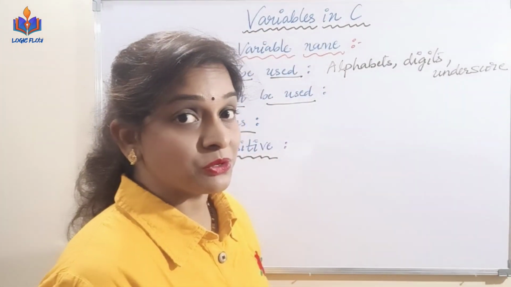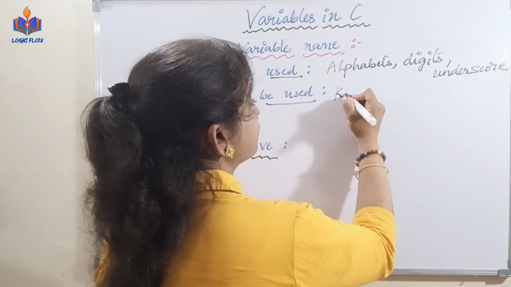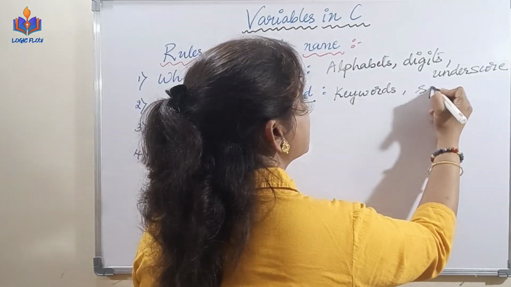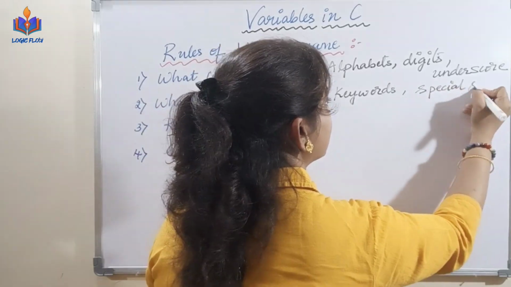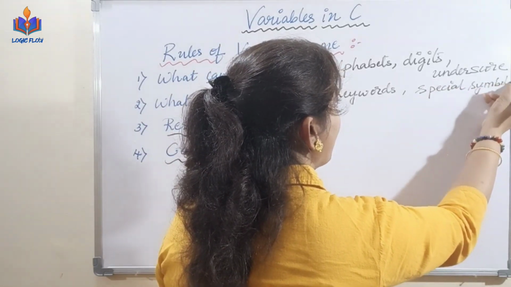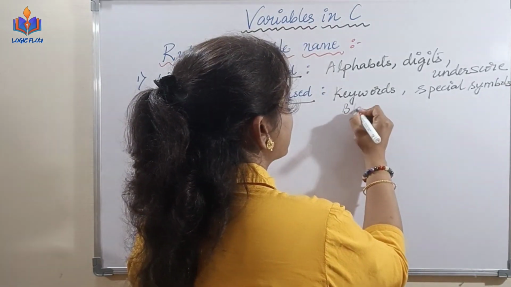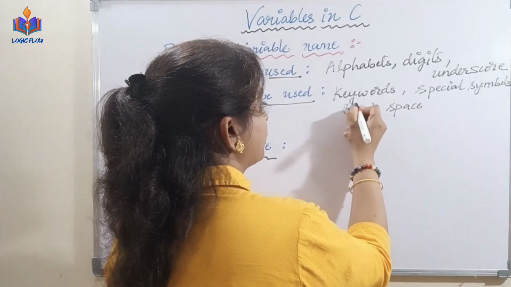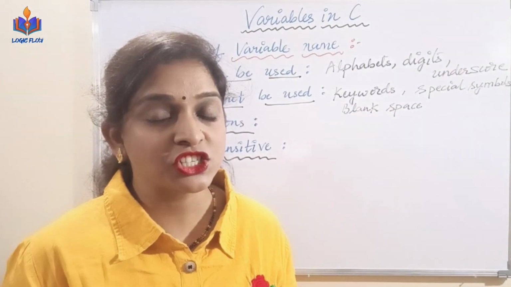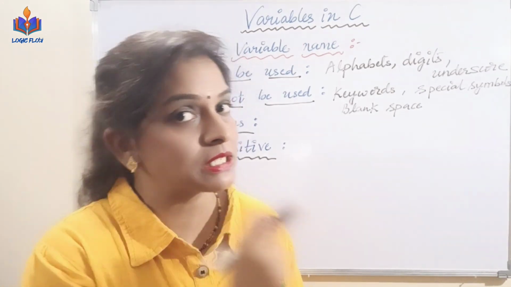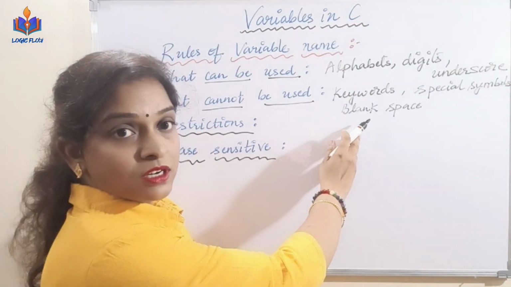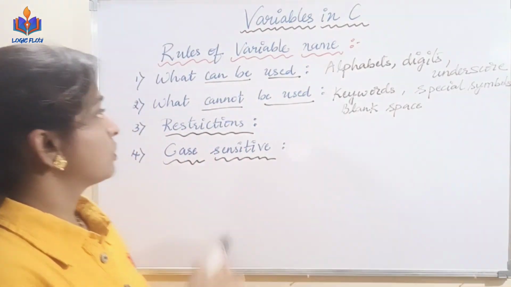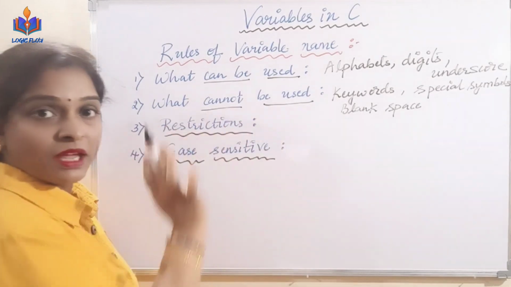Then what cannot be used? I cannot make use of keywords. I cannot make use of special symbols. Then I cannot make use of blank space. Blank space is not allowed. So alphabets, digits, and the only allowed special symbol is underscore. Keywords, special symbols, and blank space cannot be used. So that is what can be used and what cannot be used.